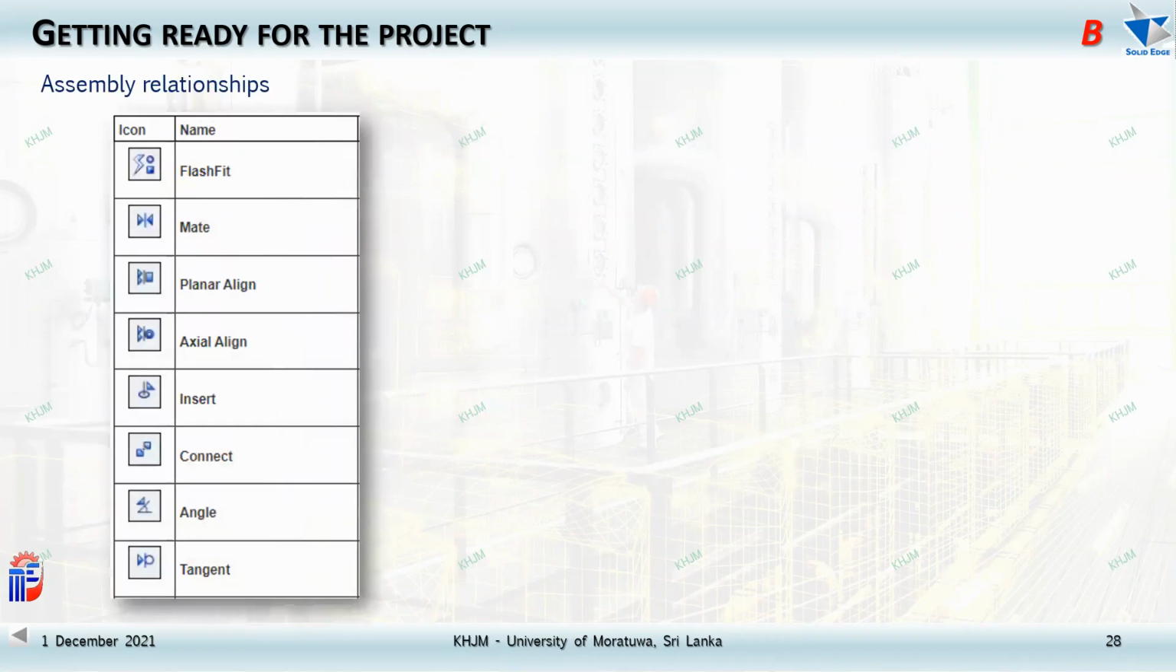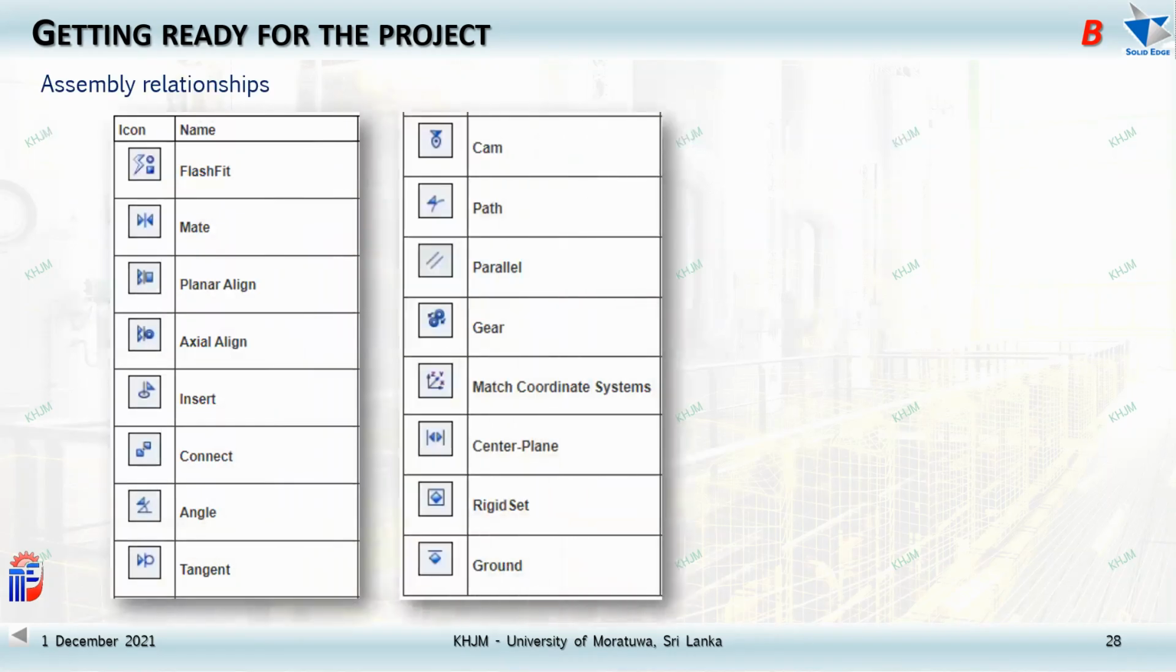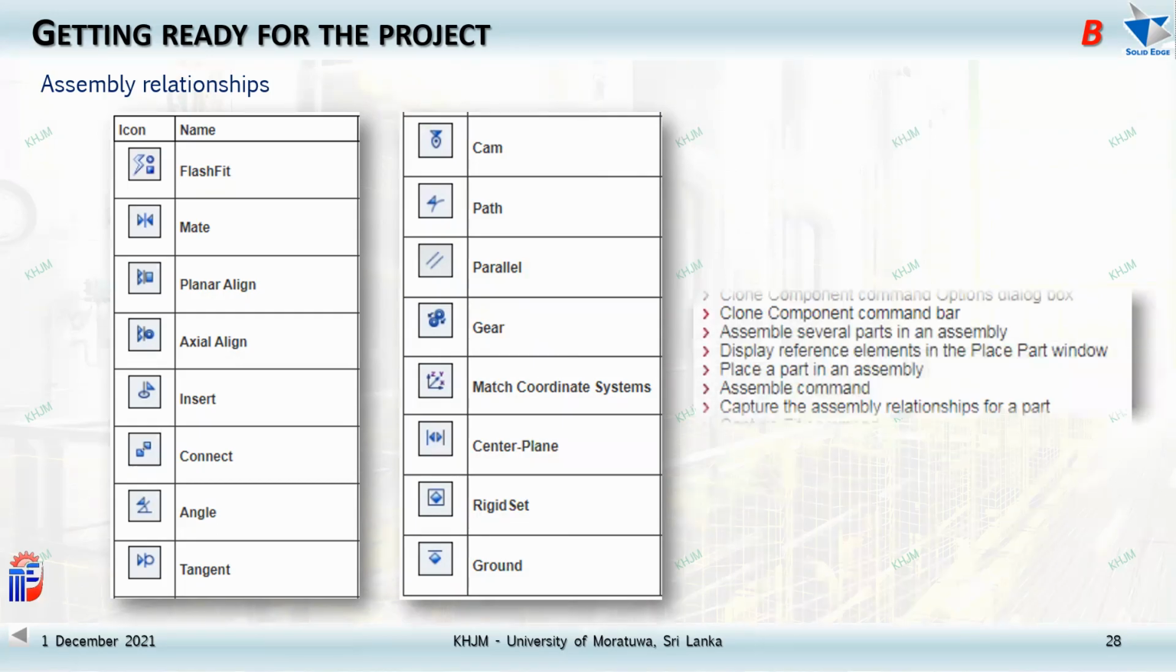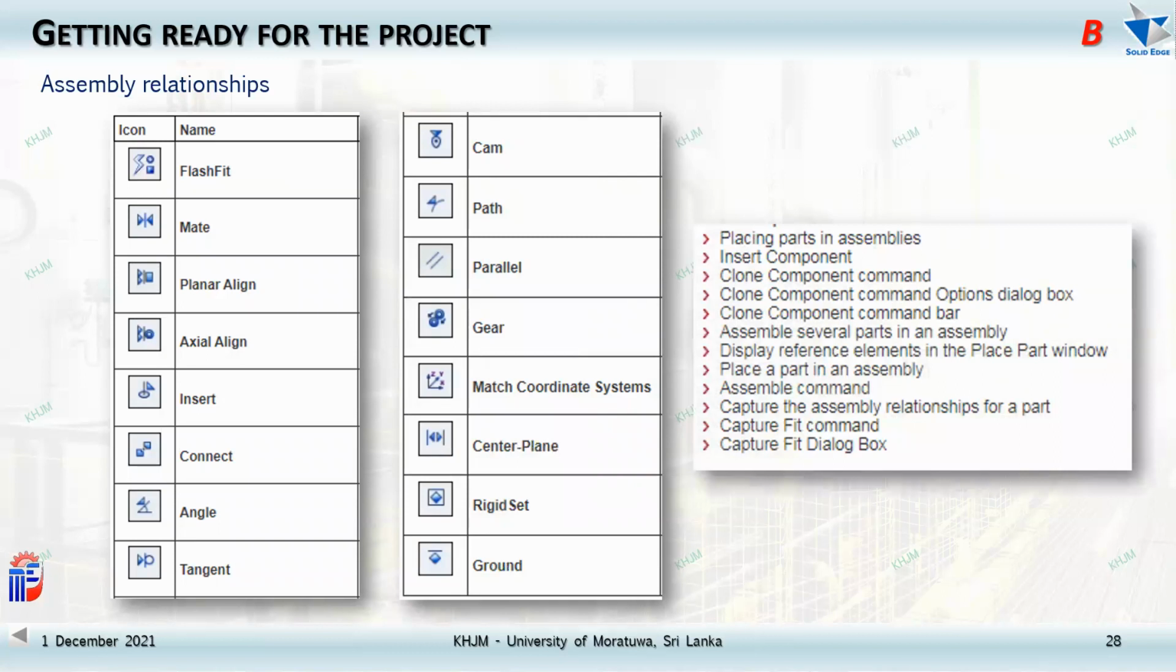So these are some of the relationships available in the assembly interface: flush fit, mate, planar align, axial align, insert, connect, and then angle, tangent. You see even on the right-hand side, you have gear, match coordinate system, center plane, rigid, and then a very important one at the bottom, ground. Right? There are some other relationships as well.